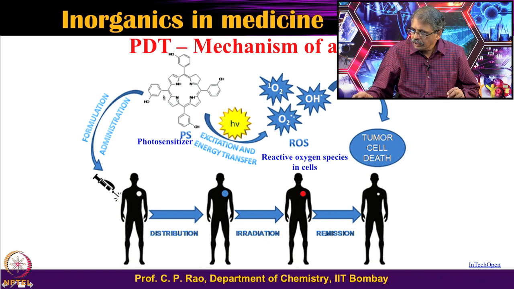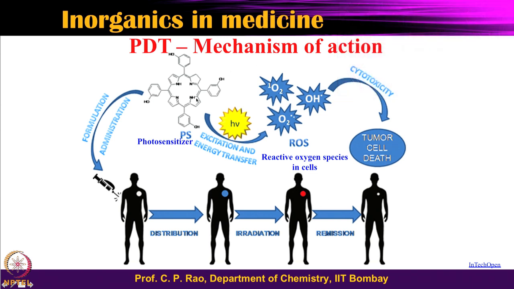So, you inject this compound through some kind of a formulation administered to the person having a tumor, and this is the region where the tumor is shown like a white hole. This distributes through the body and then gets into that particular region also, and upon irradiation with the light, whatever light is required, that will create the ROS species.